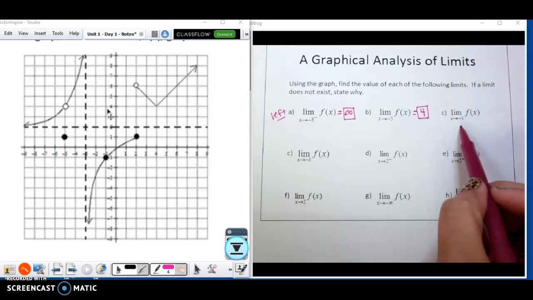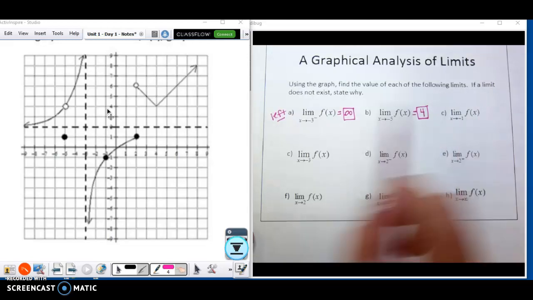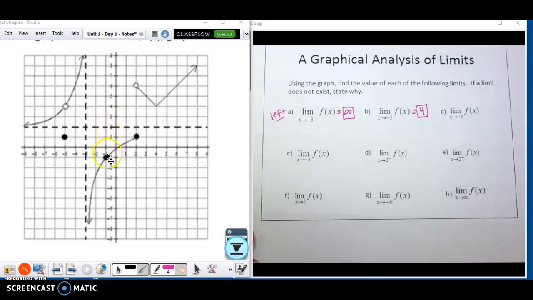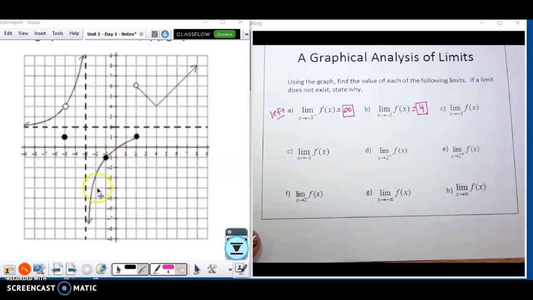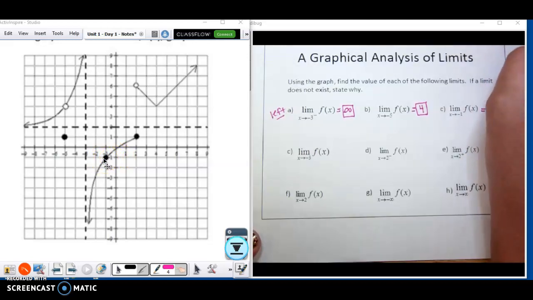Alright, part C says the limit as x approaches -1. Same thing. We're going to find -1, which is here. We have to come in from the left and the right and make sure they're the same number and a real number. So if we come in from the left, the y value that it's approaching is -1. If we come in from the right, the y value that it's approaching is -1. So from the left and right, they both give you -1, which is a real number.